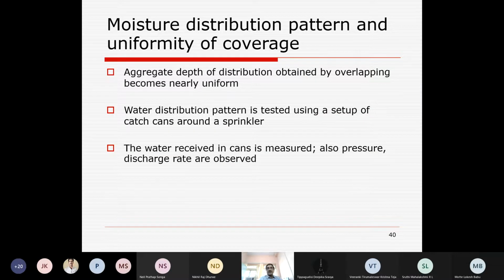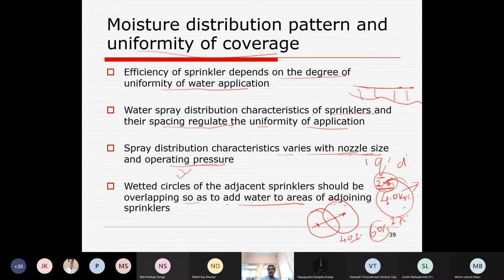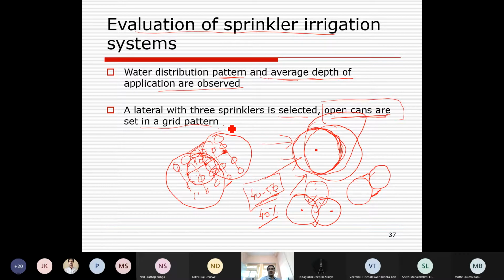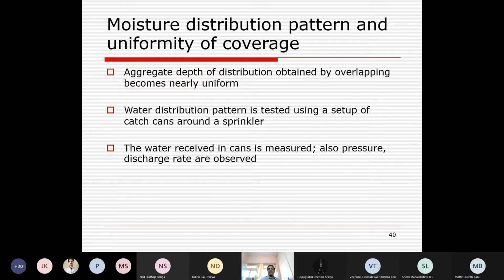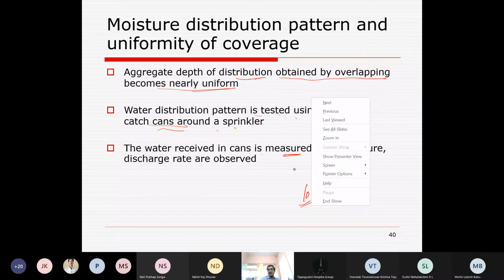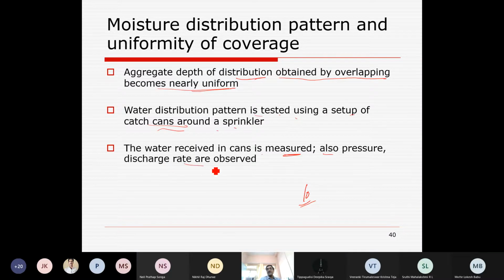Now, moisture distribution pattern and uniformity of coverage. Aggregate depth: we have put the cans here, if you recall, to find out the uniformity of the system. The average depth of distribution obtained by overlapping becomes nearly uniform, meaning if the system is uniform, there is almost uniform distribution of water. Water distribution pattern is tested using a set of catch cans around the sprinkler, as I showed, and the water received in the cans is measured in terms of depth or volume, and also the pressure and discharge rate are observed.